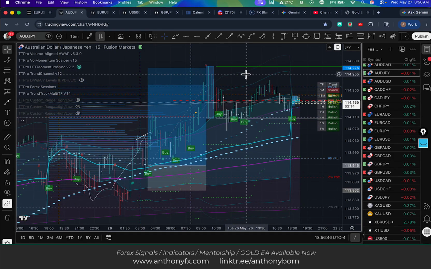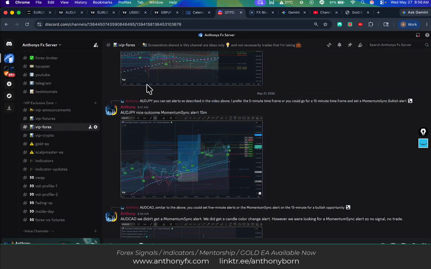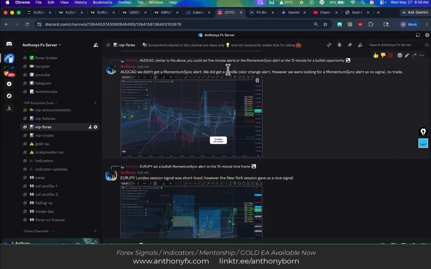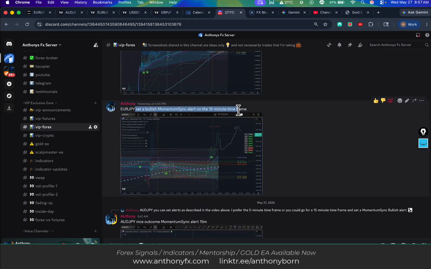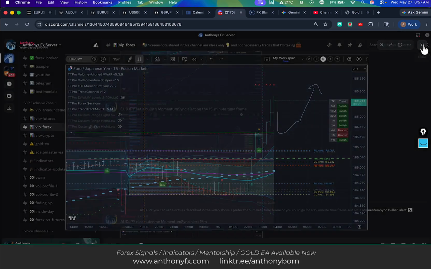Now, all you have to do with these signals is just copy exactly, do exactly, as I lay it out in here. Just set a momentum sync alert. Here it is, look. Set the alert. When it goes off, take the trade. Stop on the dots. TP, 60% off at 1 hour. Trail the rest. That's all you got to do.